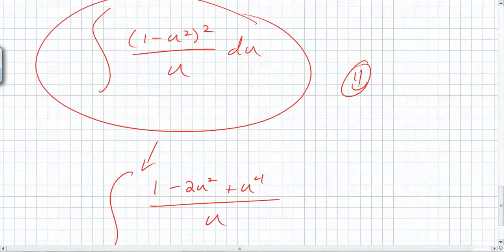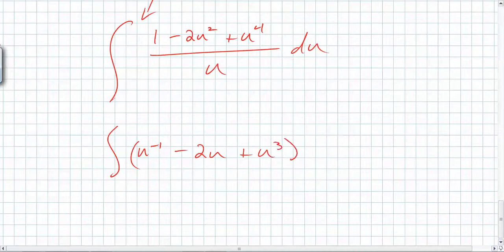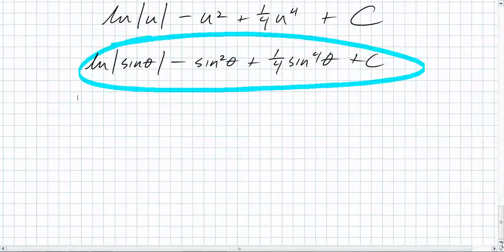And you're doing the integral of this du. So what do you end up with? Yeah, you end up with u to the negative 1 minus 2u, right? Plus u to the... Now, what does it turn into? Not integral. What does it turn into? Okay, so here we go.